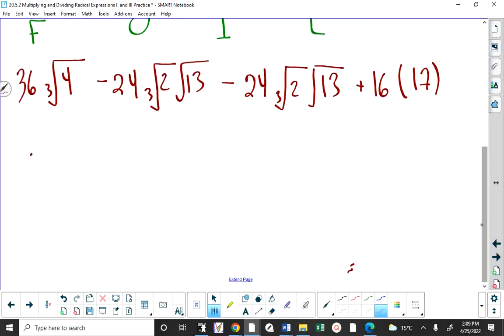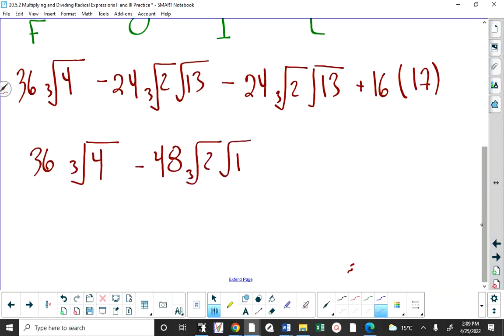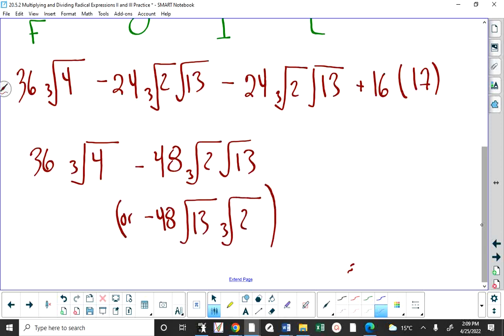I guess I should write 36 cube root 4. And then I can go minus 48 cube root 2 root 13, because I have minus 24 of them and another minus 24. And by the way, some of you might be wondering, could you do this? And the answer is yes. The order that you put those two radical pieces together doesn't matter.